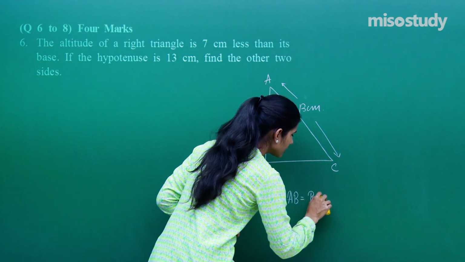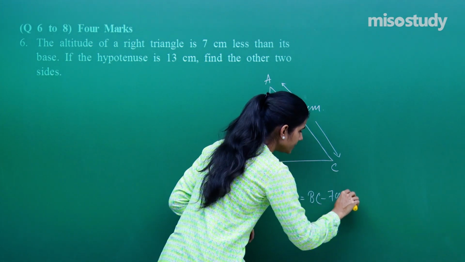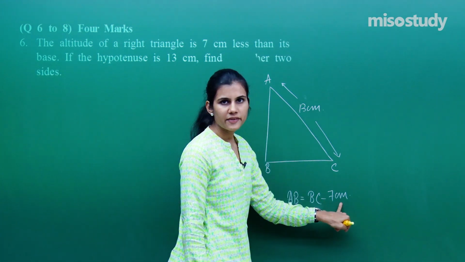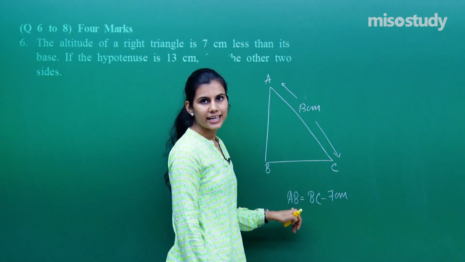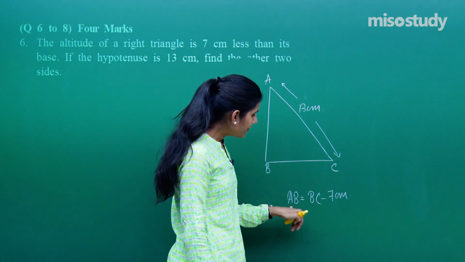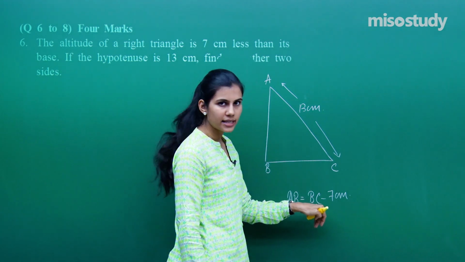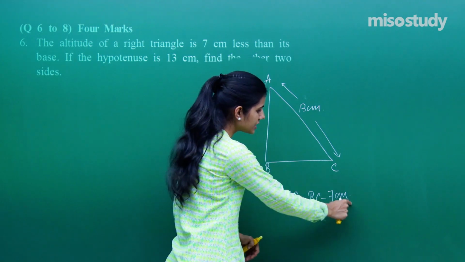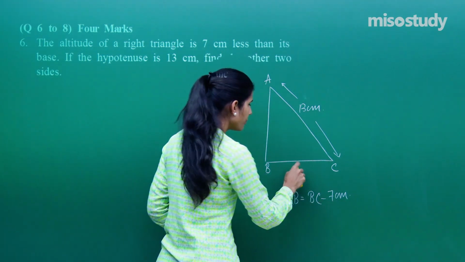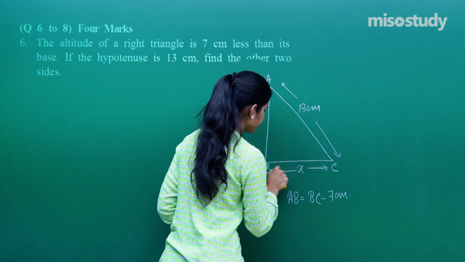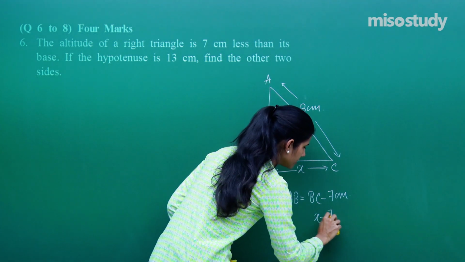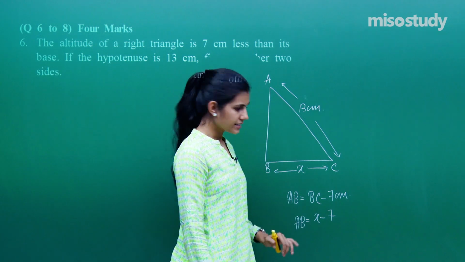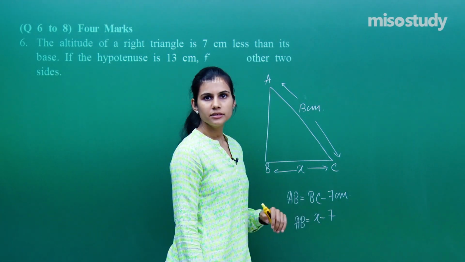AB is 7 centimeters less than its base. So base minus 7 centimeters is the length. From the base, when you remove 7 centimeters, that is the length of the altitude. BC is the base, AB is the altitude. Length of the altitude is 7 centimeters less than the base. Suppose the base length is x.